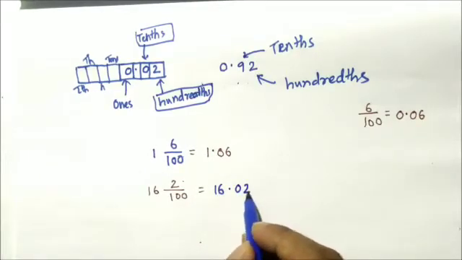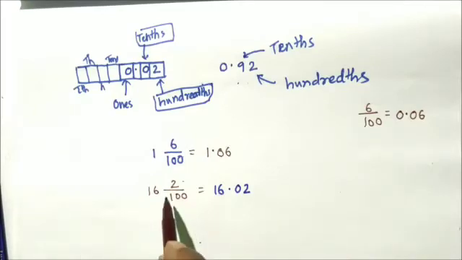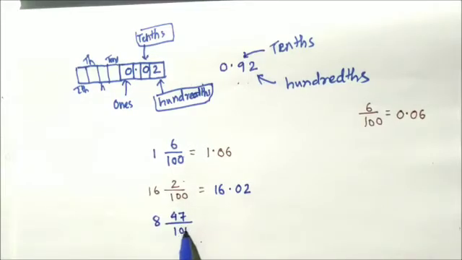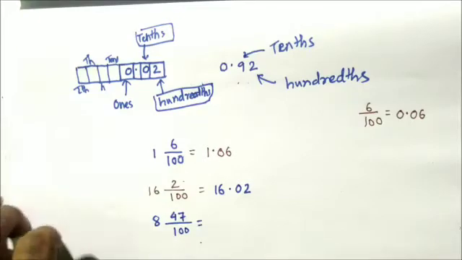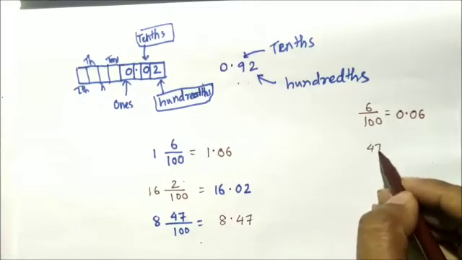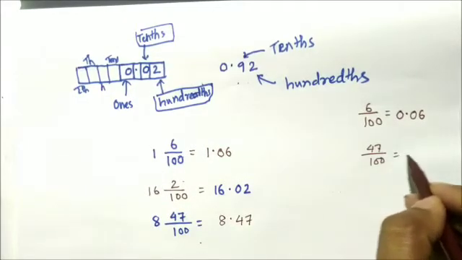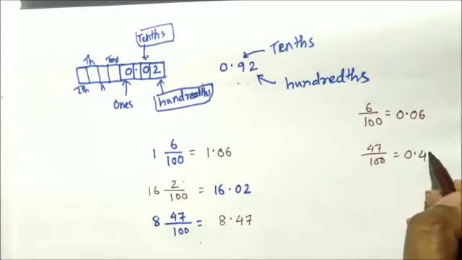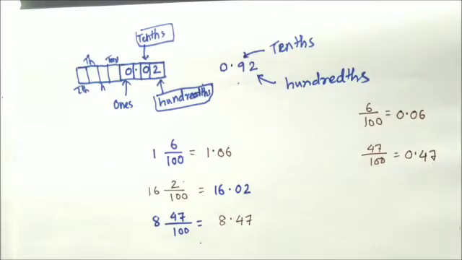16.02, because in here it is 2, that's why it is 02. Similarly, say we have 8 whole 47 by 100. What we will write? 8 whole 47 by 100 is 8.47, because 47 by 100 can easily be written as 0.47. That's why it is 8.47. We will read it as 8.47, right?